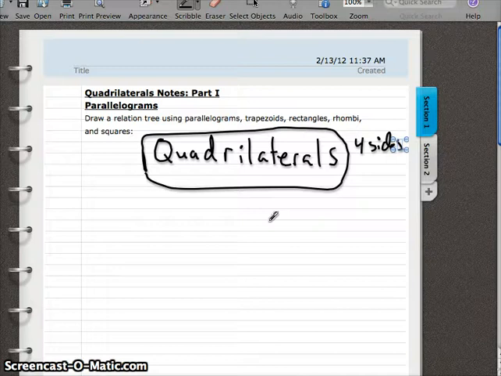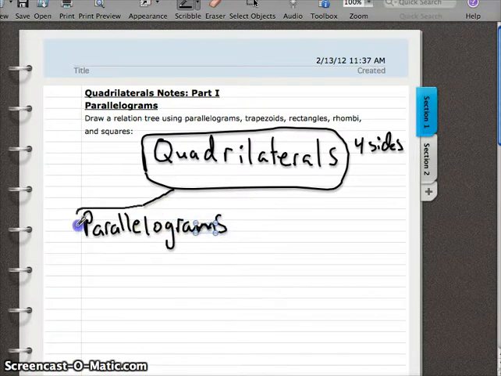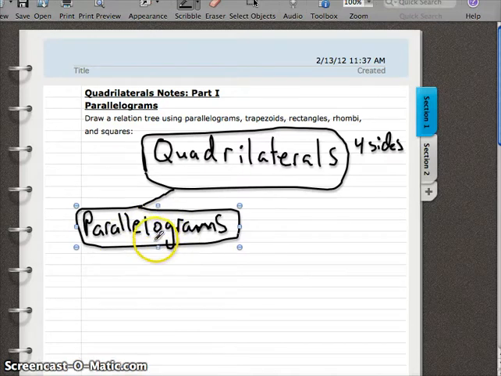Well, there's a lot of different four-sided shapes, but they are grouped into general families. One of those families is called parallelograms. Okay. So those are types of quadrilaterals. They have four sides, but they also have a lot of unique properties that make them parallelograms instead of other four-sided shapes. So off to this side we have other four-sided shapes that are not parallelograms.